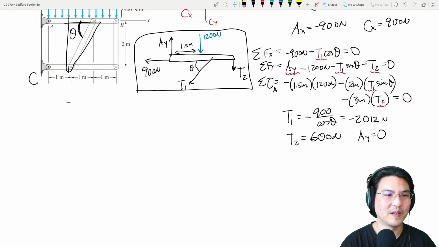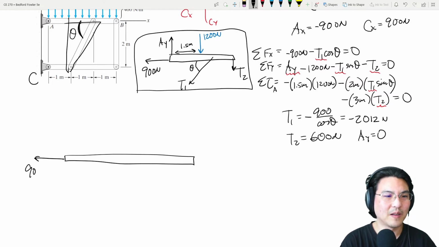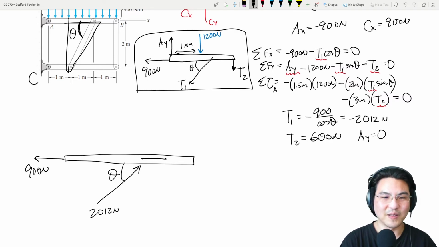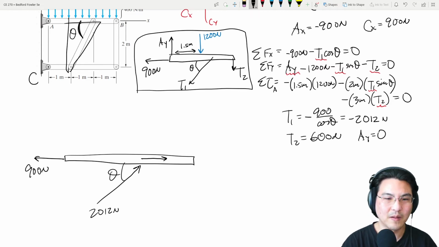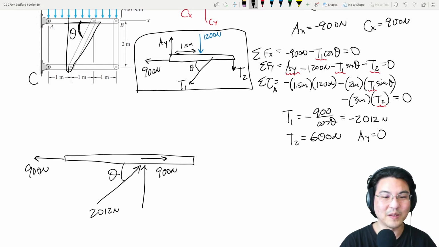Okay, so here's the bar. Let me just fill in the numbers. Okay, so this was 900. AY was 0. Okay, T1 was minus 2012. Let me just decompose this so it's actually this way, 2012. And then if I just punch that cosine, then this way would be 900. If I'm decomposing this vector, and then this component would be 1800.